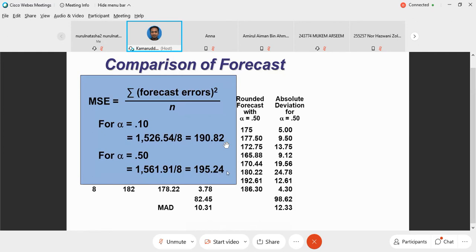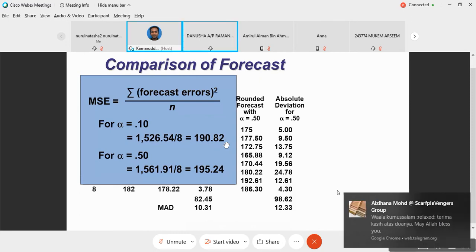195.24. So again, we need to make the conclusion based on... Sir, sorry to interrupt. How do we get the 1526 figure? How do we get 1526.54? Yes, sir. Okay.